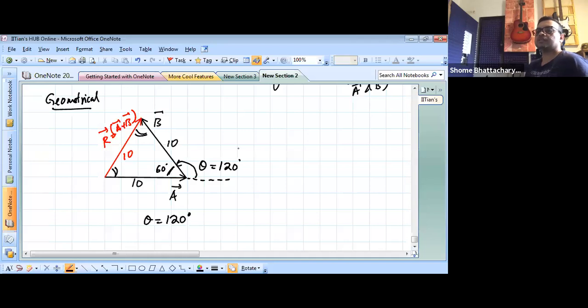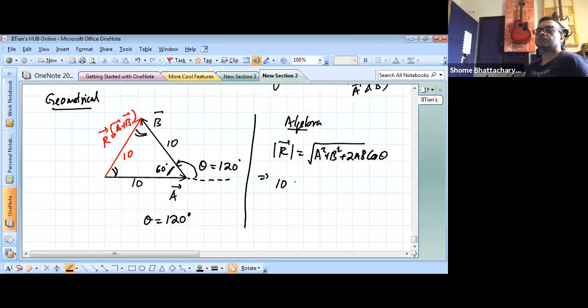You can also solve it algebraically. You can take the magnitude of the resultant. Solving this, you will get 10 is equal to square root of 10 square plus 10 square plus 2 into 10 square cos theta. Squaring both sides and solving, you will get cos theta equal to minus half.